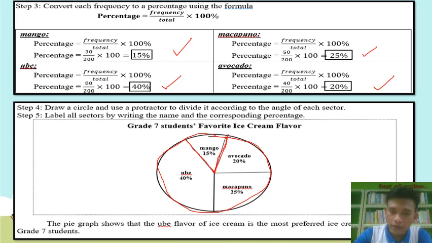For avocado, the degrees of avocado, as well as the makapuno and ube. So step 5, you name each frequency: mango, which is 15%, avocado 20%, makapuno 25%, ube is 40%. As you can see in the pie graph, it shows that ube flavor of ice cream is the most preferred ice cream that grade 7 students love. They really like the ube flavor.